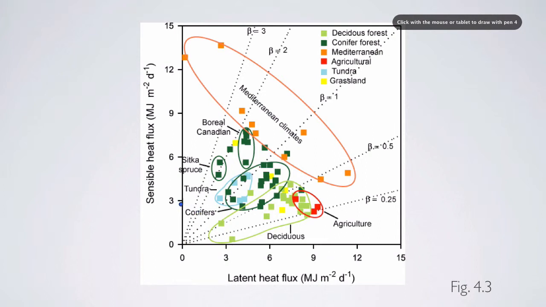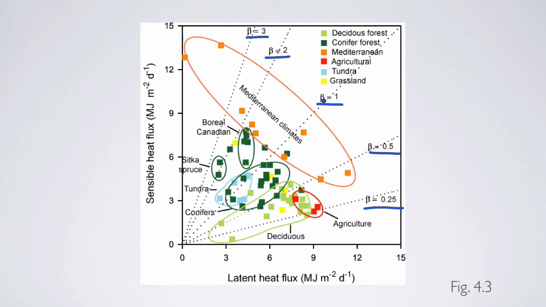3, 6, 9, 12, 15, 3, 6, 9, 12, 15 shows that you have the same scales here too. This dotted line is the one-to-one line. And essentially, if you fall on this line, you have equivalent amounts of sensible and latent heat flux. Now, in this graph, what we show is that there are different ecosystems for which we've determined latent and sensible heat flux: deciduous forest, conifer forest, Mediterranean ecosystem like the chaparral that we would have talked about, agricultural systems, tundra, and grasslands. And then they calculate ratios that fall along these lines.